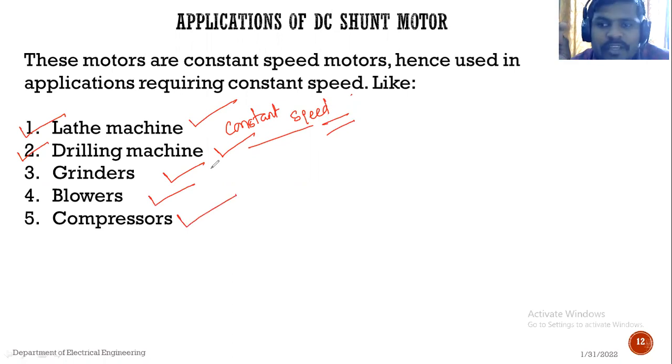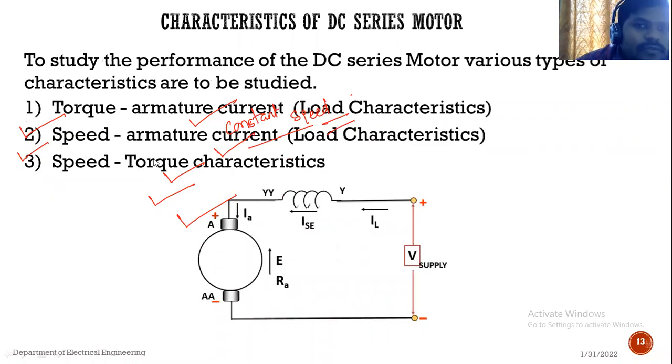So see, all of you keep in mind here, the constant speed requirement is there. The constant speed requirement आहे. At that application, we are using the DC shunt motor. Okay, getting? Yes, sir. Okay, so these are the three characteristics of DC shunt motor, and these are some of the applications related to that.